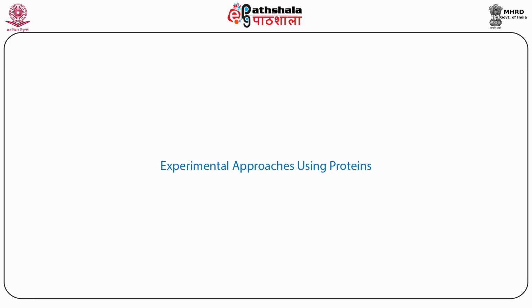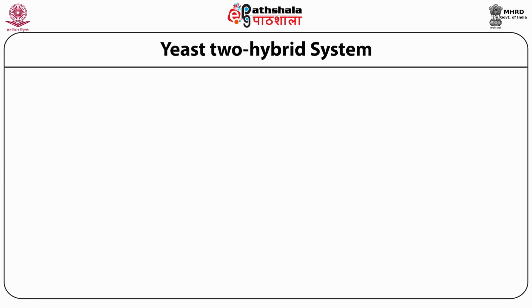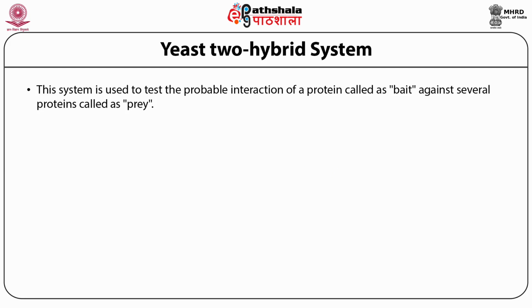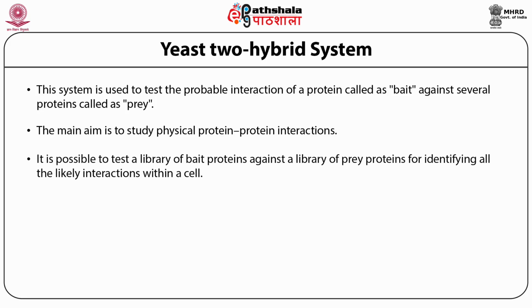Experimental approaches using proteins: the yeast two-hybrid system. This system is used to test the probable interaction of a protein called the bait against several proteins known as the prey. The main aim is to study physical protein-protein interactions. It is possible to test a library of bait proteins against a library of prey proteins for identifying all the likely interactions within the cell.